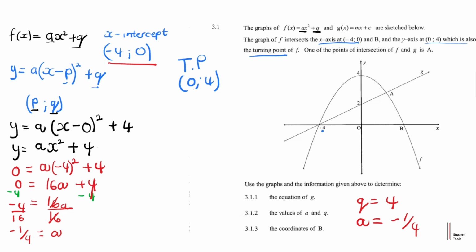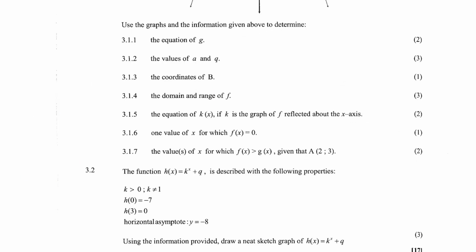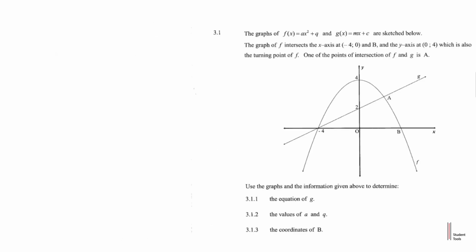Now let us proceed to 3.1.3. 3.1.3, use the graph and the information given above to determine the coordinates of B. Okay, so B is the other x-intercept of graph F, and that is what we are trying to find. We already have one x-intercept that is negative 4, 0. So we want to find the other one, which is at B. So let us try and find the x-intercept of F.